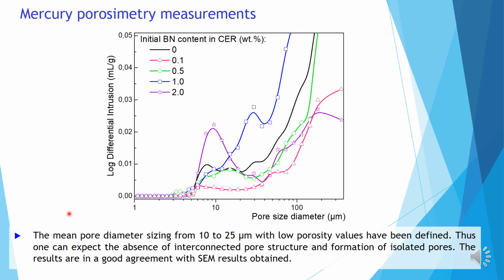The mean pore diameter determined using mercury porosimetry has shown pore sizes from 10 to 25 microns, but very low porosity values were defined. Such results can be obtained in case of the absence of interconnected porous structure and formation of isolated pores, which is consistent with the SEM results.